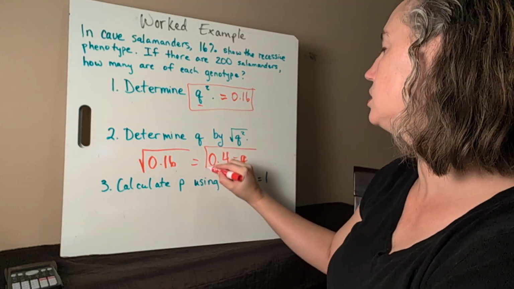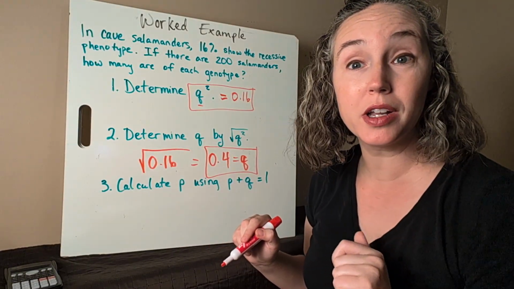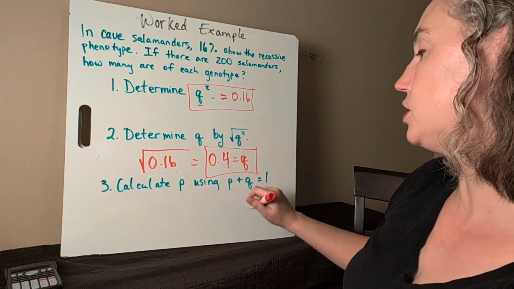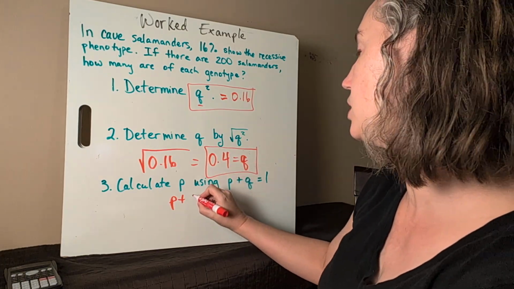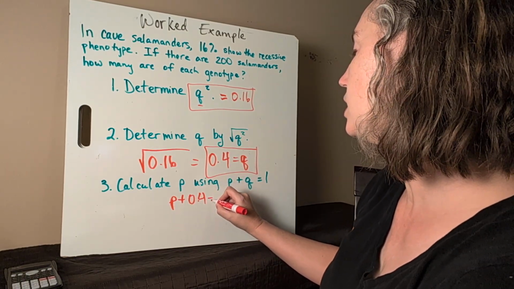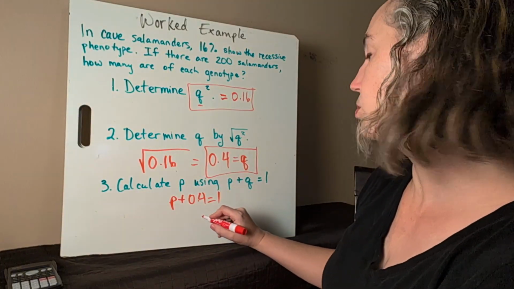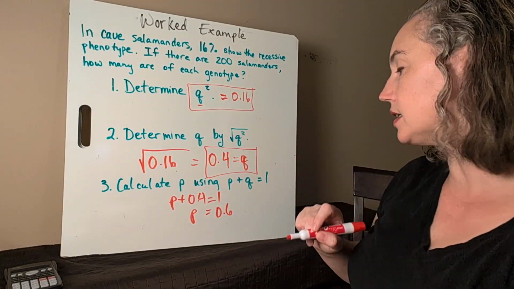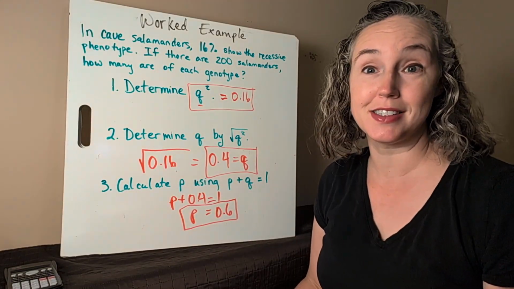So q squared is 0.16, q is 0.4. Now we can use our first Hardy-Weinberg equation to find p. So the first equation is p plus q equals 1. So we'll write that p plus, we just found q is 0.4, equals 1. We're going to isolate p by subtracting 0.4 from each side. So p equals 0.6. All right, we have our allele frequencies.